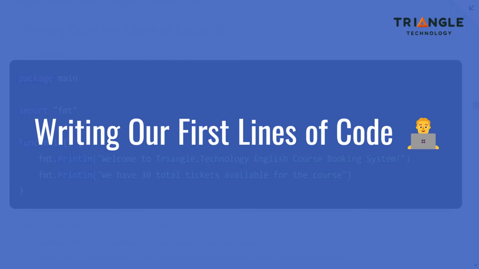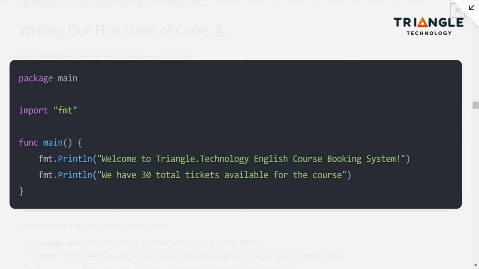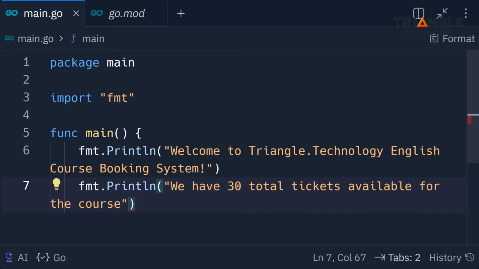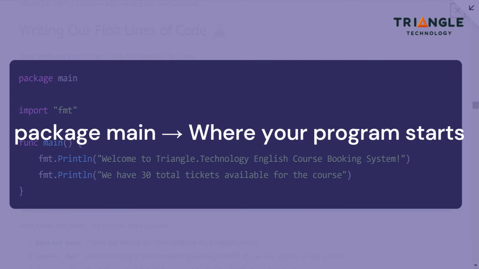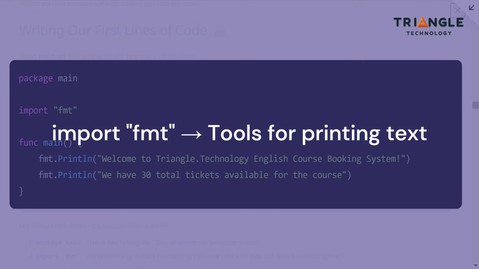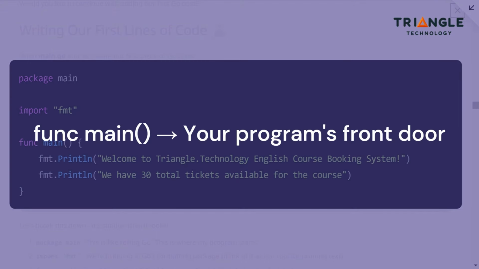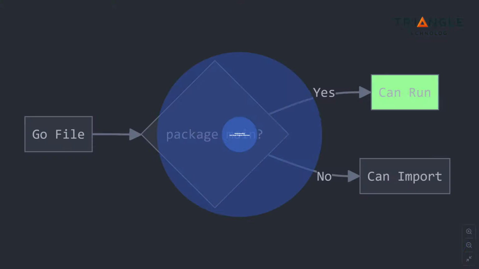Writing our first lines of code. Open main.go and let's write our first piece of Go code. Let's break this down. It's simpler than it looks. Package main. This is like telling Go, this is where my program starts. Import fmt. We're bringing in Go's formatting package. Think of it as our tool for printing text. Func main. This is the entry point of our program, like the front door of a house.